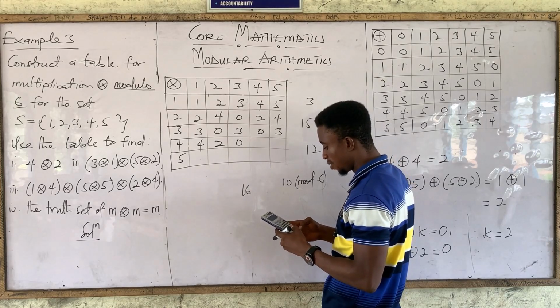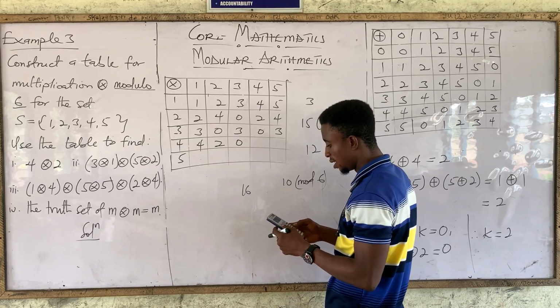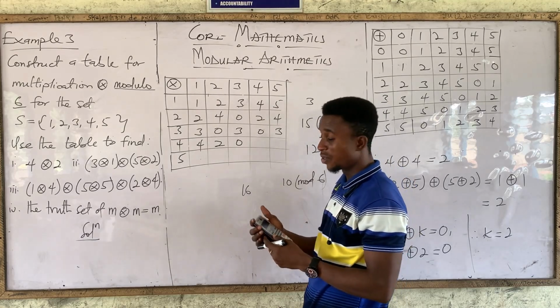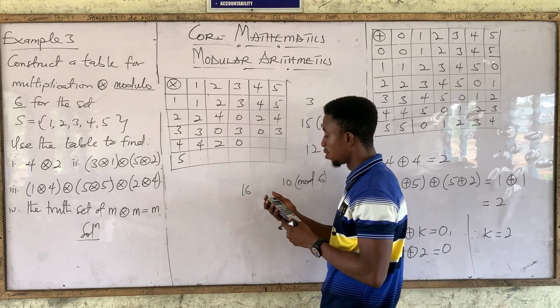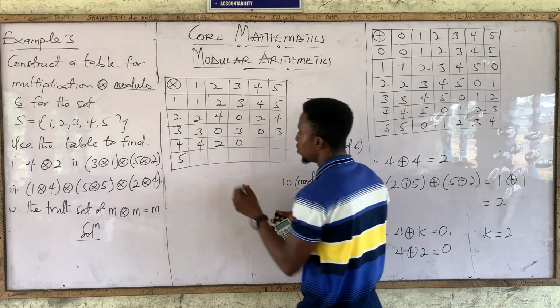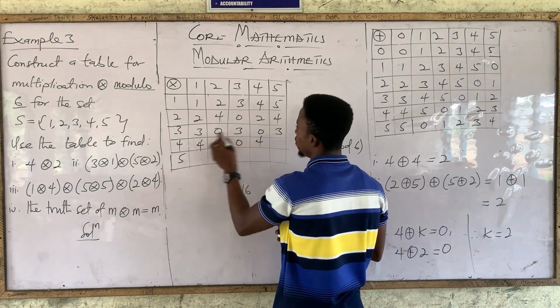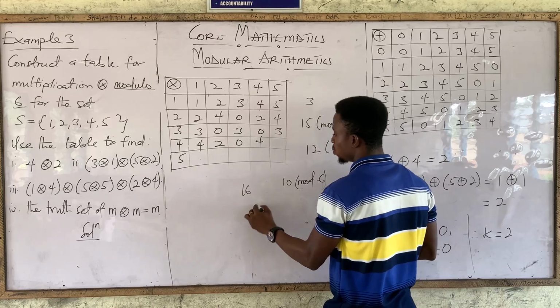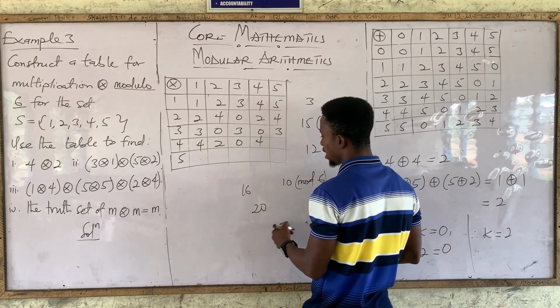16 divided by what? 6. Then you get your answer. So I have 2 on 3. The denominator is supposed to be what? 6, as the modulo. So now I multiply the top by 2. So I get what? 4. Then 4 times 5, that is what? 20.